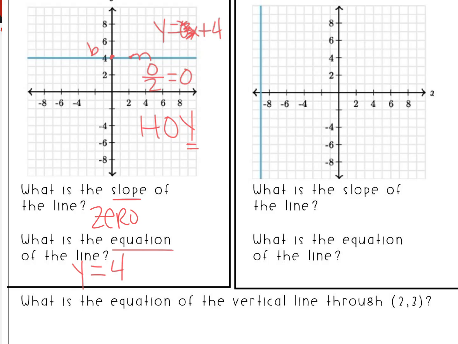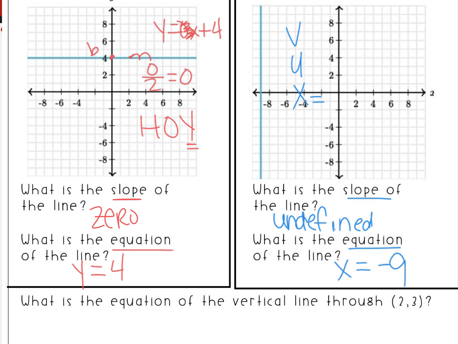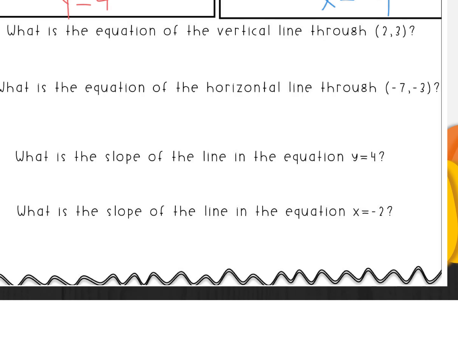What do you notice about this line? It is vertical, so write VUX. Vertical. What does U stand for? Undefined. That's our slope. What's our equation? X equals, be careful here. Are we counting by twos, or are we just labeling every other one? -9.